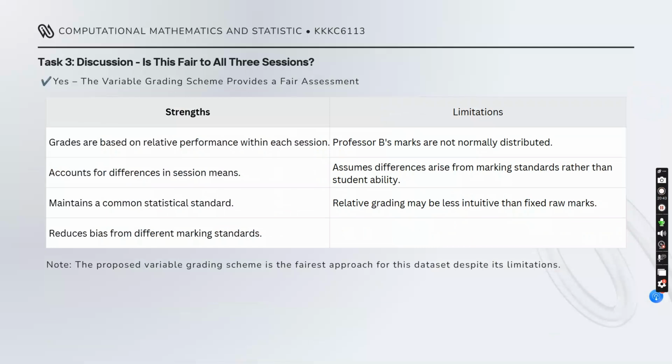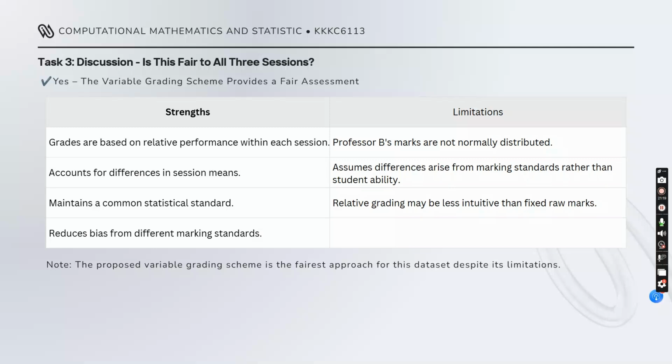Finally, I evaluate whether the proposed variable grading scheme is fair for all three sections. The main strength of this approach is that it grades students based on their relative performance within their own section rather than using the same raw mark boundaries. It also accounts for differences in section means while maintaining a common statistical standard using the same Z-score intervals. As a result, it helps reduce bias caused by differences in marking standards among the professors.